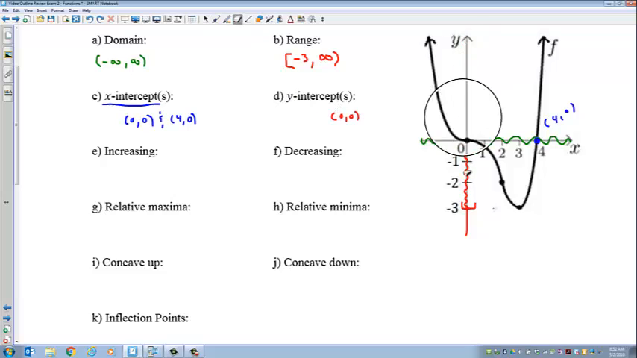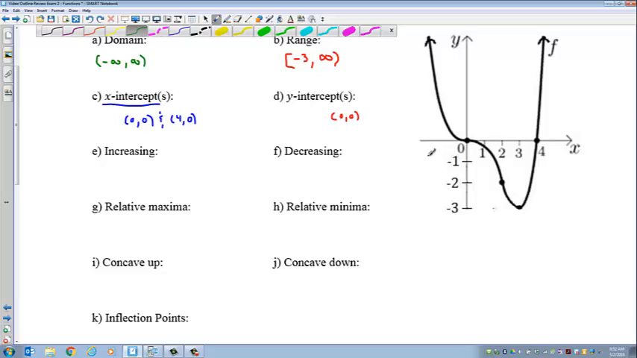Let's erase some of this stuff so we can do increasing and decreasing. So for increasing, you want to see where the function's going up.